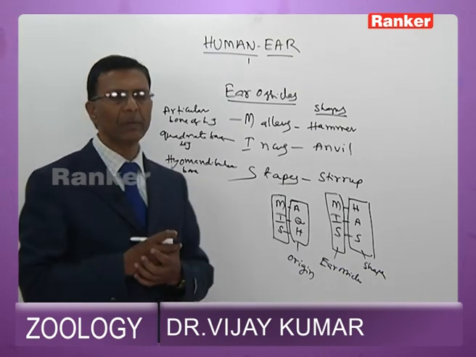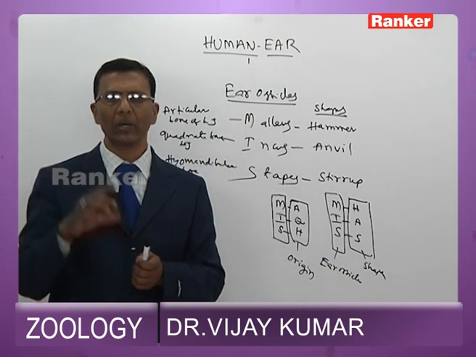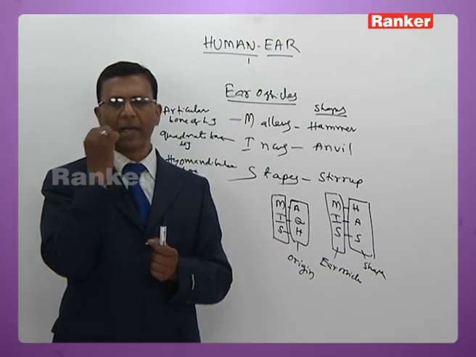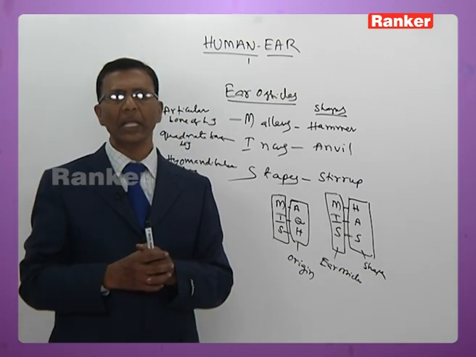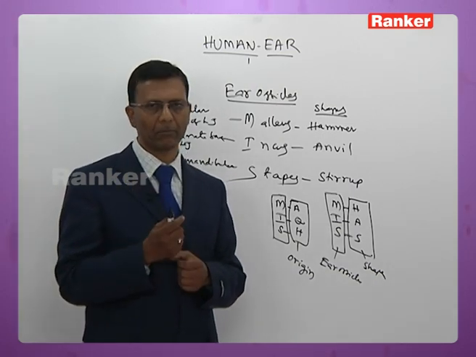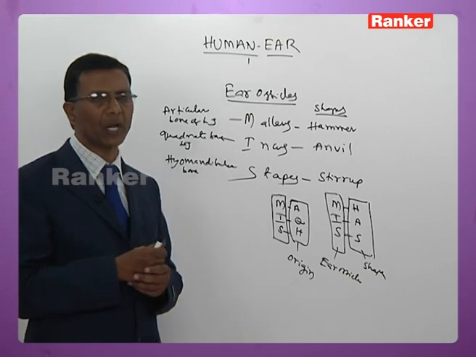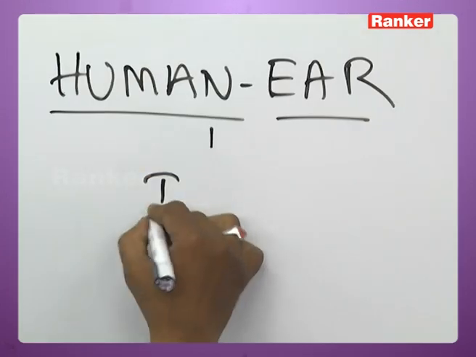Then apart from this, the middle ear also has a eustachian tube. The middle ear communicates with the pharynx through the eustachian tube, and the eustachian tube helps in maintaining equal pressure on the tympanum.